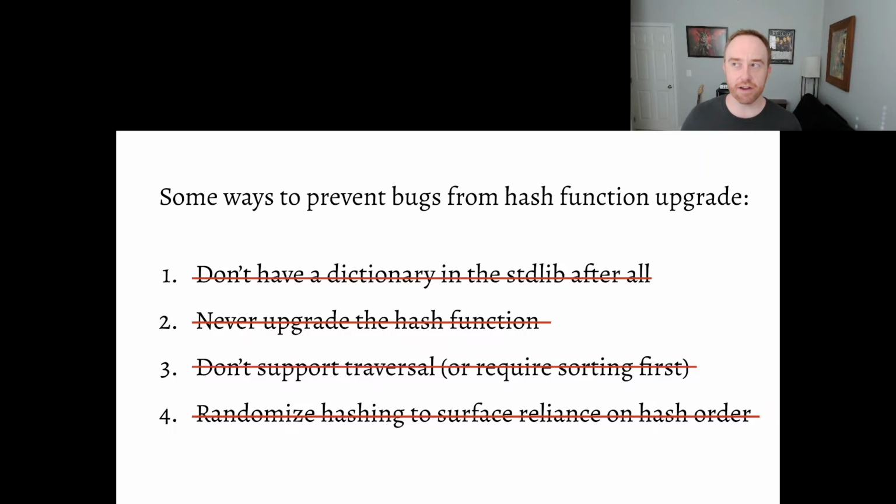So this is a very big invariant to give up for the sake of solving this problem, and it's one that I'm not willing to give up. So we've ruled out all of these ways to prevent bugs from hash function upgrade. So what do we do?